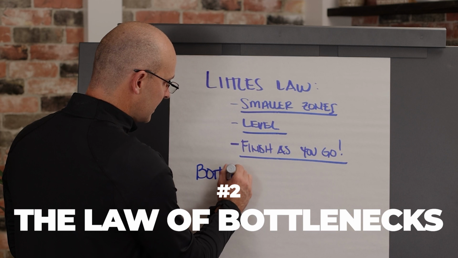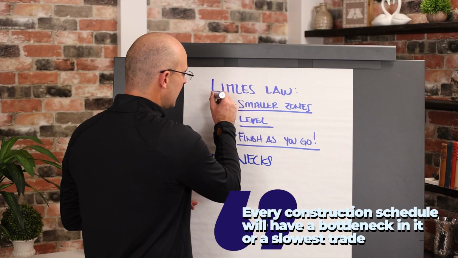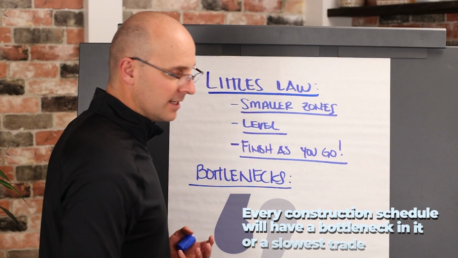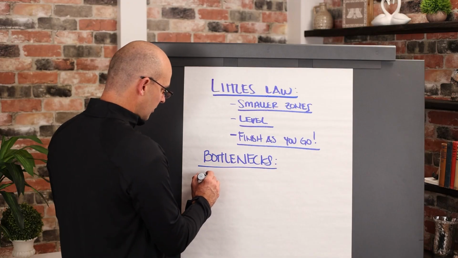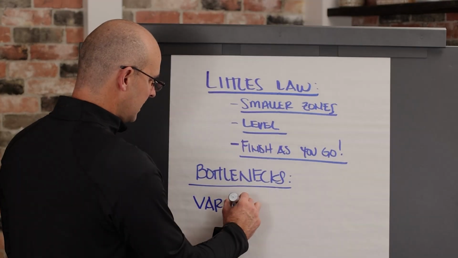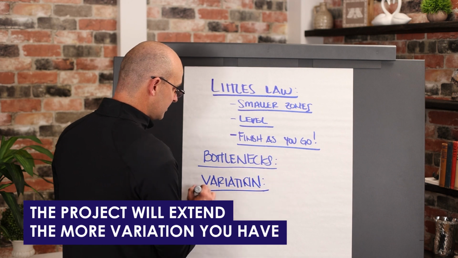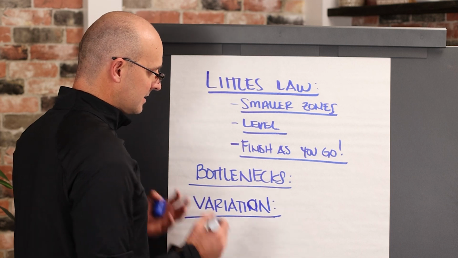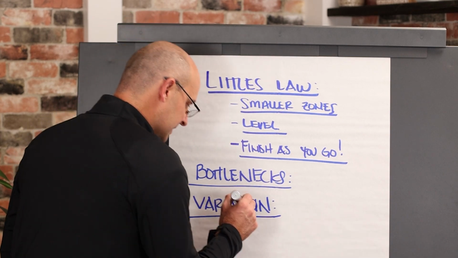The law of bottlenecks basically says that every construction schedule will have a bottleneck in it, or a slowest trade, and takt planning allows you to find it and optimize it. There's a third law called the law of variation. And what it says is that the more variation you have, the more your project will extend. So takt, because it's consistent and works on a rhythm, reduces that variation, and so it obeys that law as well.